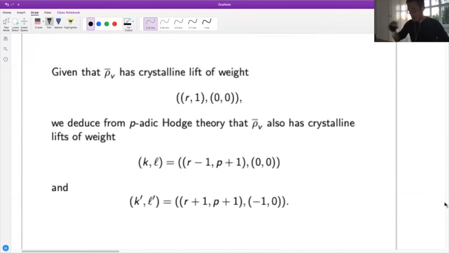I'll explain it will come clear why I have to assume that. So the assumption was that rho bar has a crystalline lift of this weight. I'll just copy down from the statement. Then we deduce from p-adic Hodge theory that my local Galois representation will actually have a crystalline lift of 2 different weights. This is ultimately p-adic Hodge theory, linear algebra, you could come up with those lifts. It's a local statement.